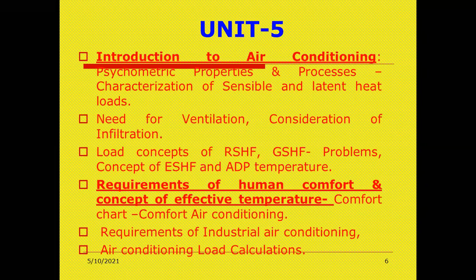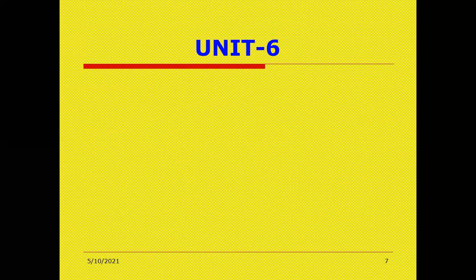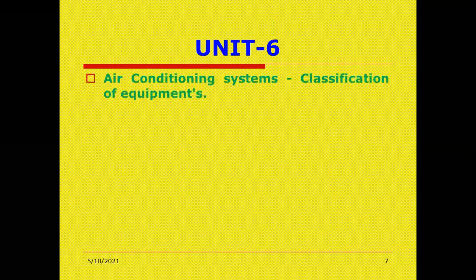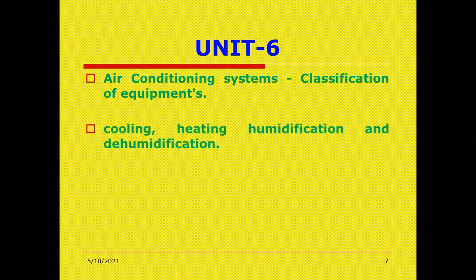Later you will see the company. So what are the various companies? Hitachi, LG, Mitsubishi, Toshiba. Like this, you are having various types of companies where they are providing the air conditioning machines. Next, Unit 6. So in this Unit 6, we'll discuss about classification of equipments of air conditioning systems. Next, cooling, heating, and dehumidification, humidification.